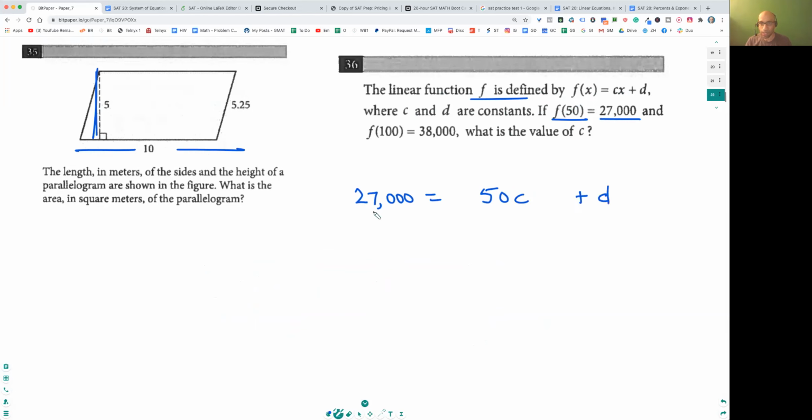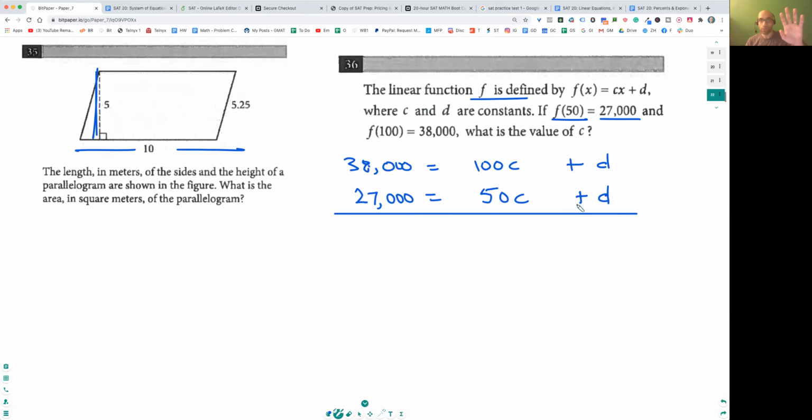That's one equation. And the other equation, same way, you're going to get f of 100. So I'm going to write this down over here, 38,000 is equal to Cx plus D, same deal. I'm just going to plug in the x over here. So you're going to get 100C plus D. And boom, it's so easy now.